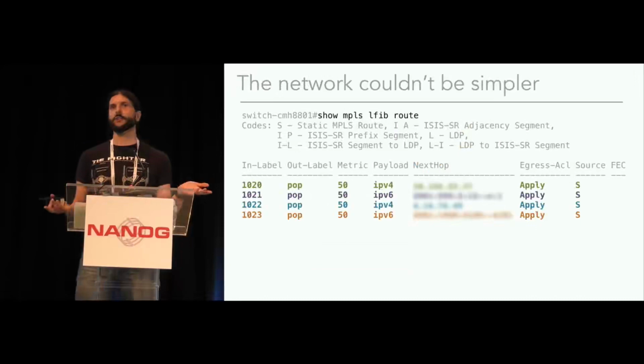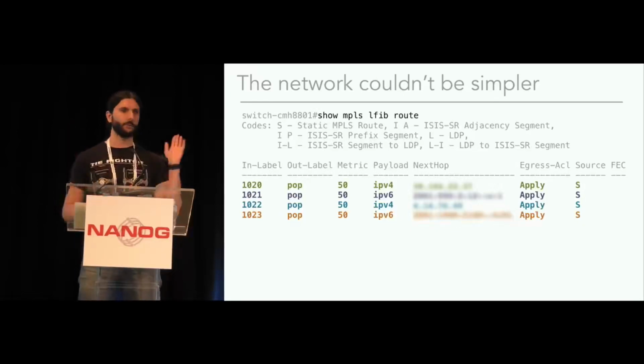So now the network is super simple. It's just a bunch of MPLS routes, nothing else. You have MPLS label 1020. Just pop the label and send it this particular path. We don't have any more this layer 2 to layer 3 translation stuff doing weird things.